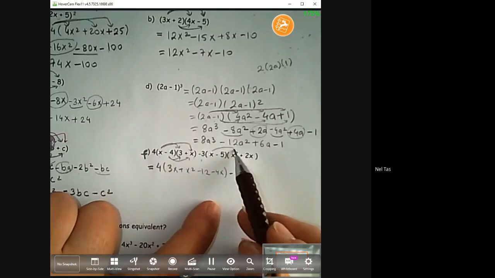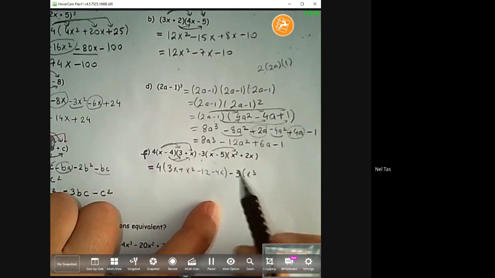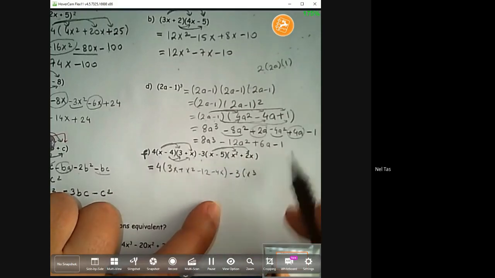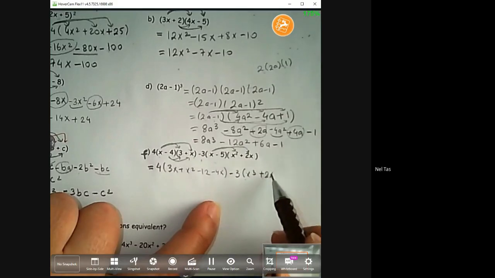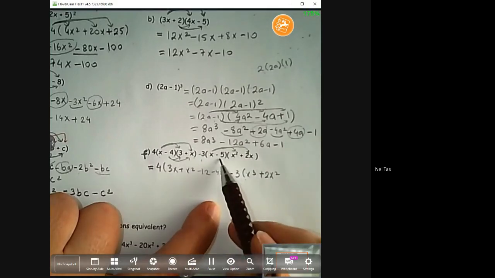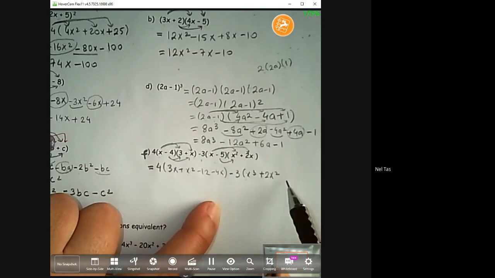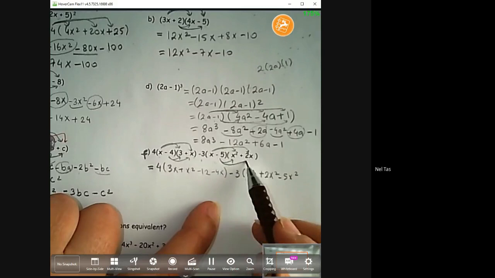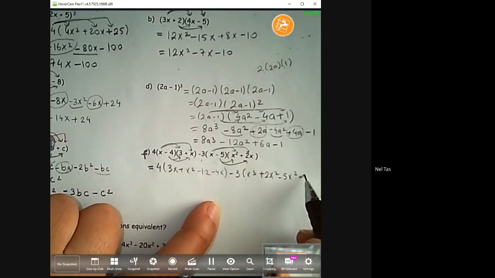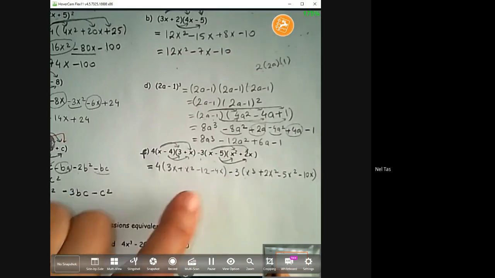So x times x squared gives you x cubed. X times 2x gives you 2x squared. Negative 5 times x squared, negative 5x squared. Negative 5 times 2x, negative 10x.